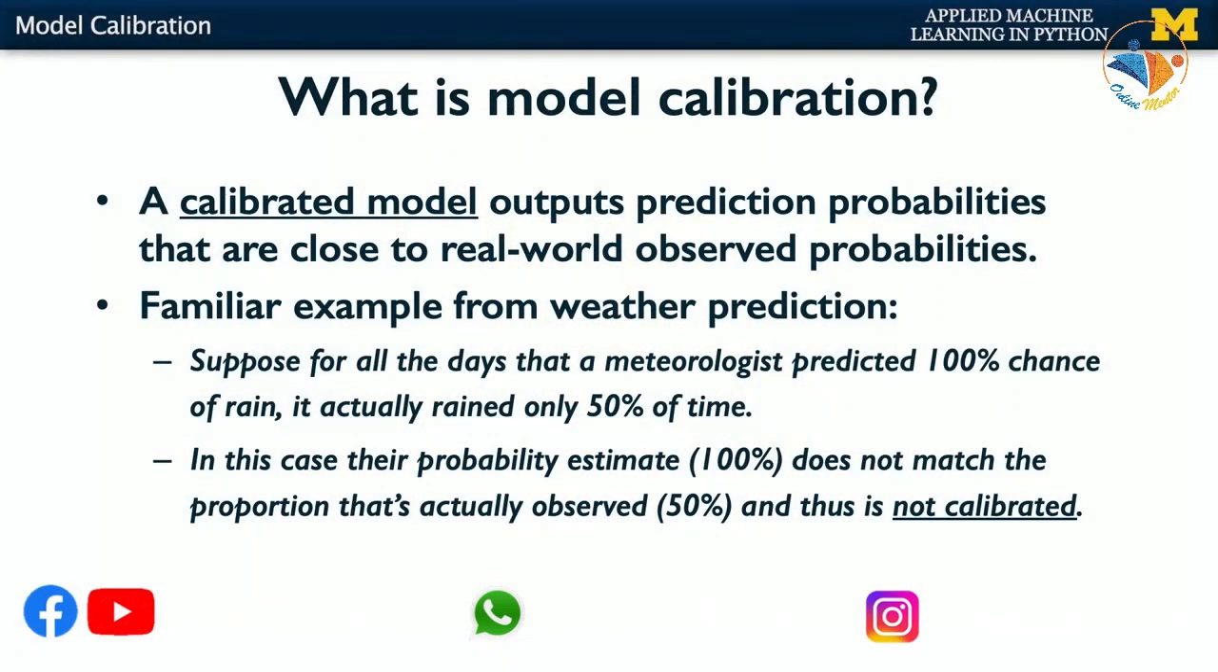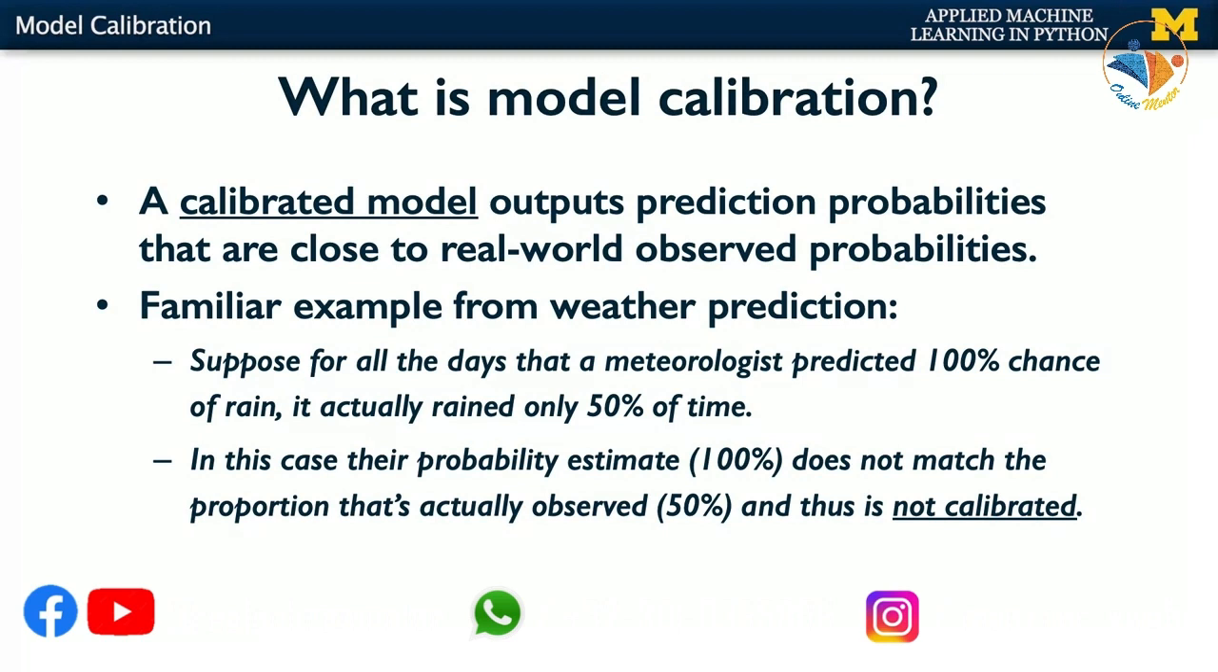So let's start by looking at what model calibration is. What is a calibrated model? Well, a calibrated model outputs prediction probabilities that are close to real-world observed probabilities. And there's a very familiar example that we can use to help understand this concept, and it comes from weather prediction. Suppose for all the days that a meteorologist predicted 100% chance of rain, it actually rained only 50% of the time. In this case, I think you'd agree that the meteorologist's probability estimate of 100% doesn't match the proportion that's actually observed in reality, which is 50%.